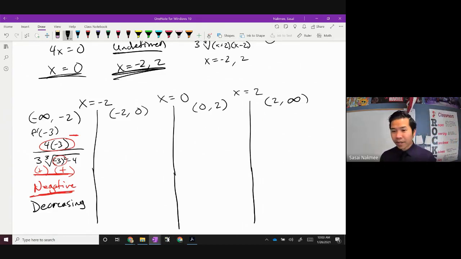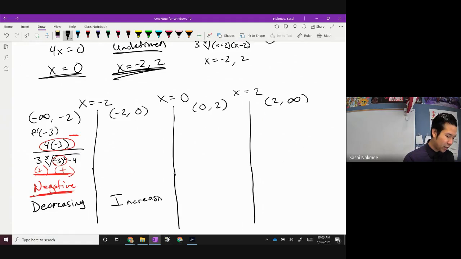For the sake of time, I'm just going to give you these values. I really suggest you pick some numbers and practice doing this to see what those are, right? So from here, I would probably pick like -1 to test and see what I get. And you should be getting something that is going to be positive and increasing. I'm just giving you these values. You should test them out to see it. But yeah, it's going to be increasing on that interval.